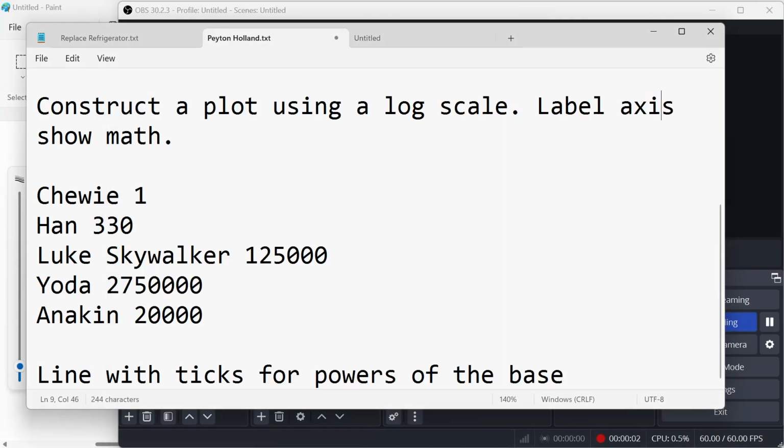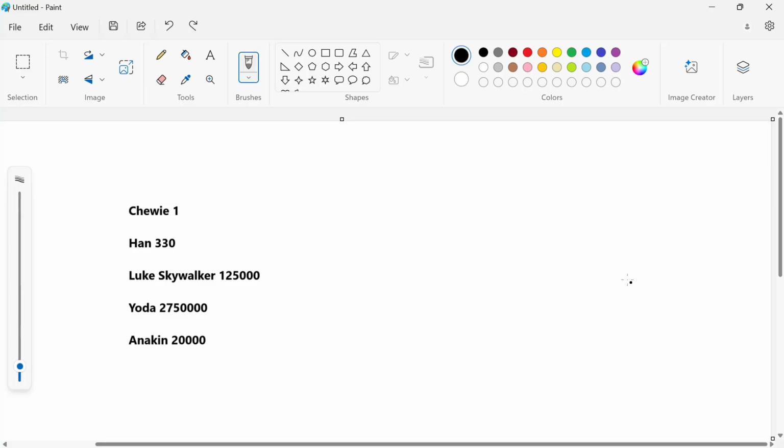So here's a question. Construct a plot using a log scale, label the axes, show math, and then it's got these numbers, and these are Star Wars characters. So I've got to make this into a log scale, and I put it here so I can complete this exercise here. Sometimes these kinds of problems give the log scale, sometimes you've got to come up with them on your own. It doesn't matter what log scale you use, but why do I use a log scale?